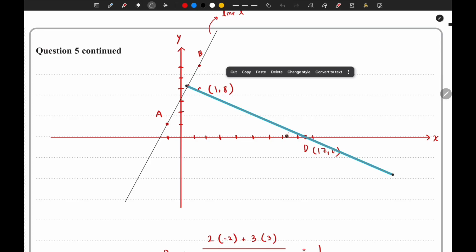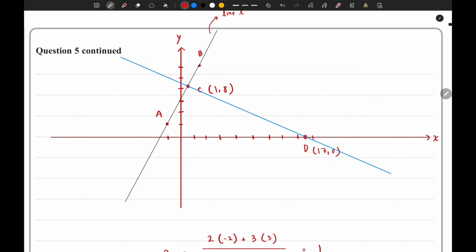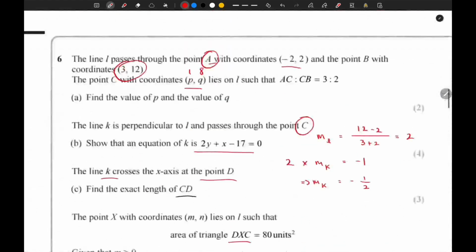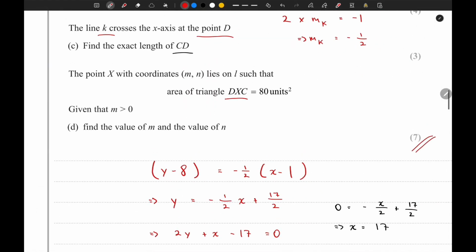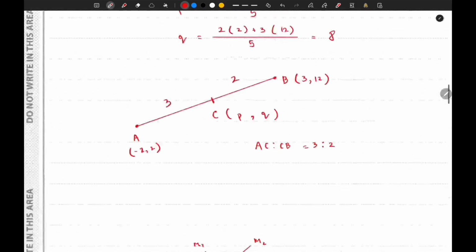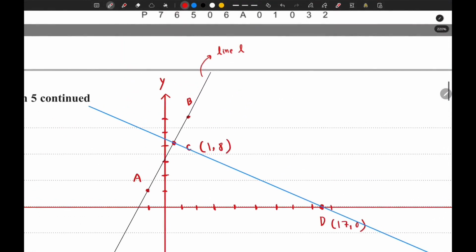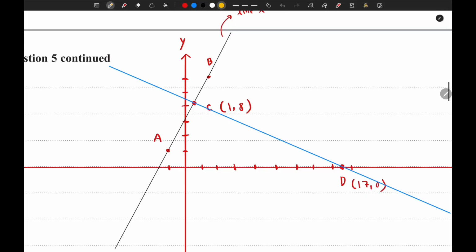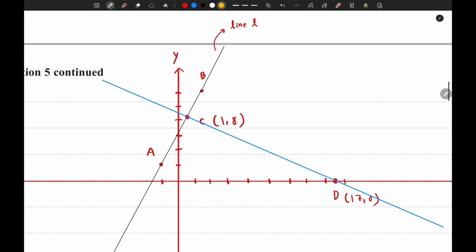So this is line K. Now point X has coordinates M and N, where M is greater than 0, which means the X coordinate is positive, so the point X would lie somewhere in this region. Now let's assume that point X lies in this region, which has coordinates M and N.